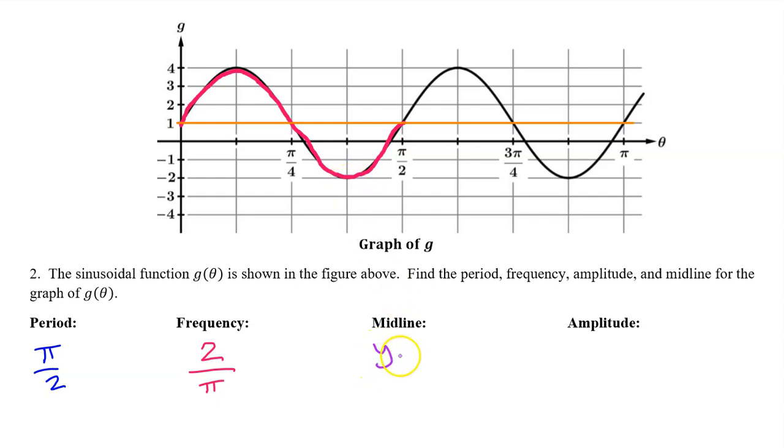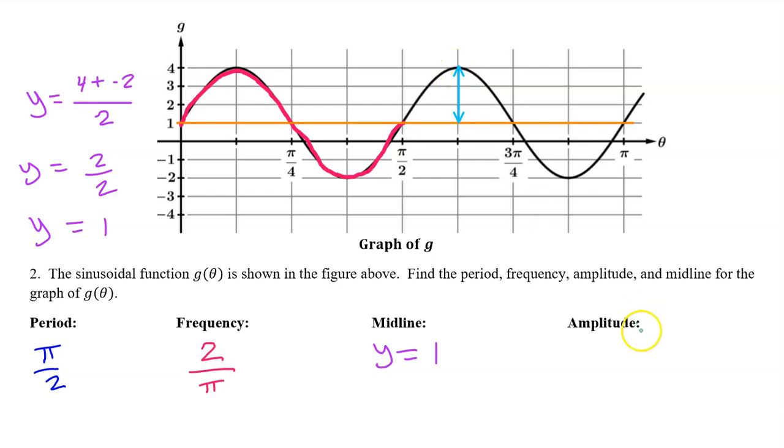The midline in this case is y equals 1. Don't forget the y equals. I'll remind you that you can also calculate the equation of the midline by taking the average of the highest value and the lowest value. In this case, 4 plus -2 divided by 2. This is 4 minus 2, which is 2, divided by 2, gives you y equals 1. The amplitude is the distance from the midline to the highest value. The amplitude is always positive, and in this case the amplitude is 3.